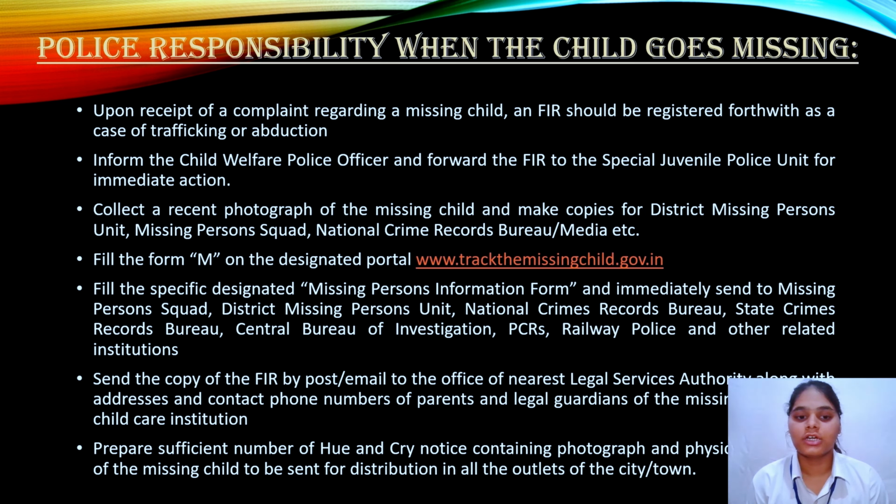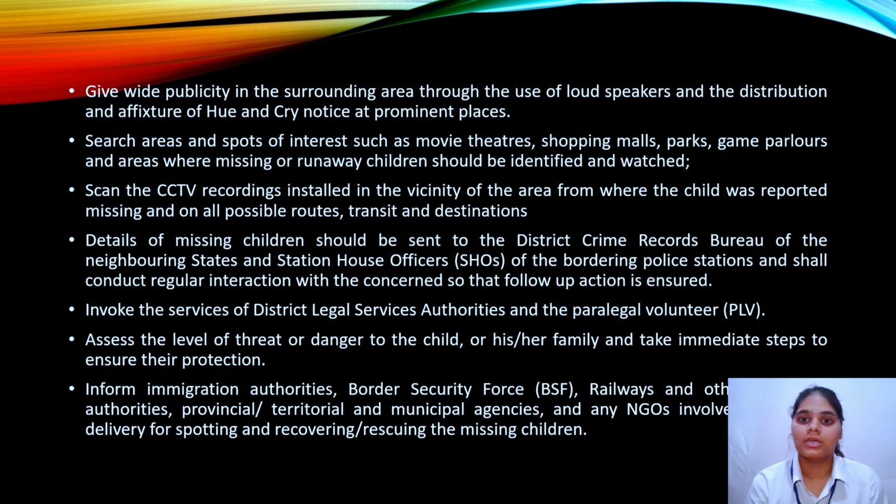They need to send a copy of the FIR to the nearest legal service authority with the address and phone numbers of the guardians of the missing child. They need to prepare posters for the missing child, which contain the photograph and other things that can be used to identify the child, and there need to be enough to be distributed in the various areas. They need to make sure that the hue and cry notice has been sent all around the prominent places of the area that the child has gone missing from.